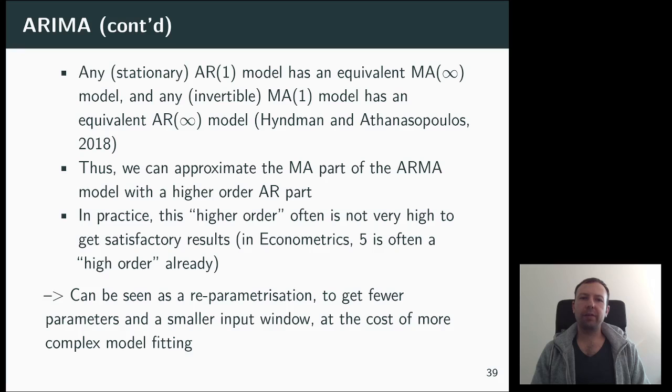I see, so the ARMA model can actually be seen as more of a reparametrization to get fewer parameters and a smaller input window, but at the cost of more complex nonlinear model fitting, and that you need to step through the series.